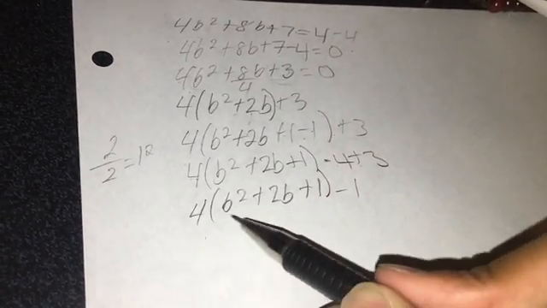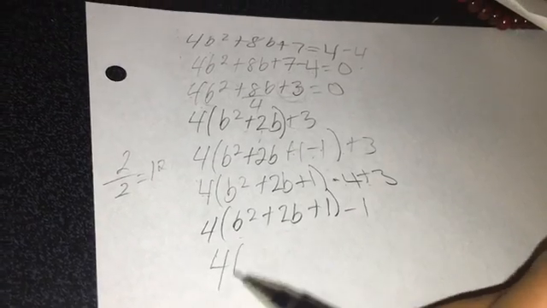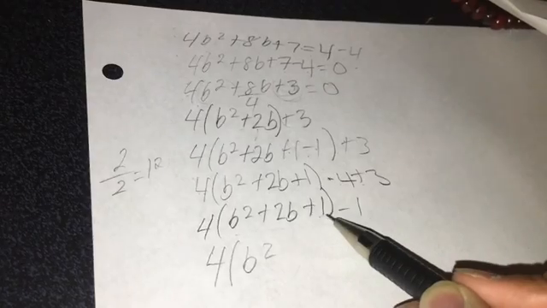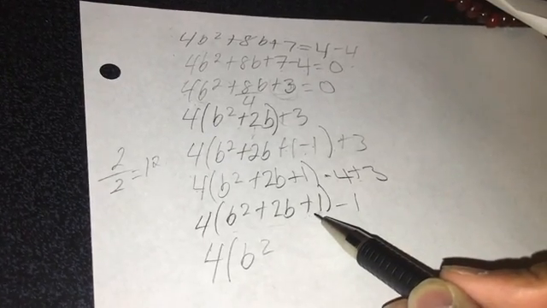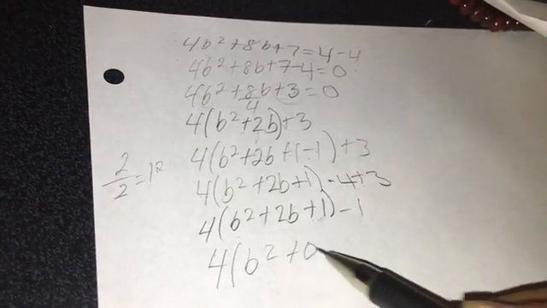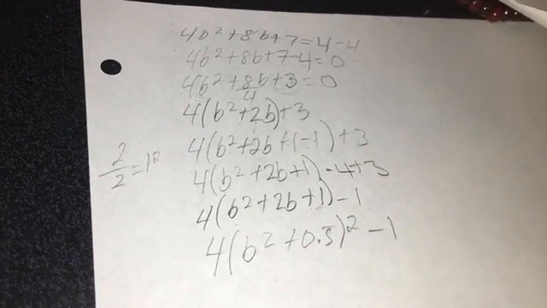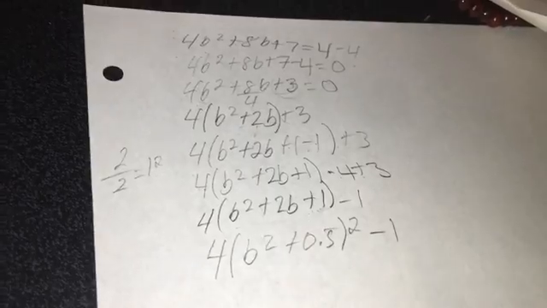So now we have to simplify this equation. So it's going to be 4 times b plus, take the square root of this, which is 1, squared, minus 1. That is how you do completing the square.